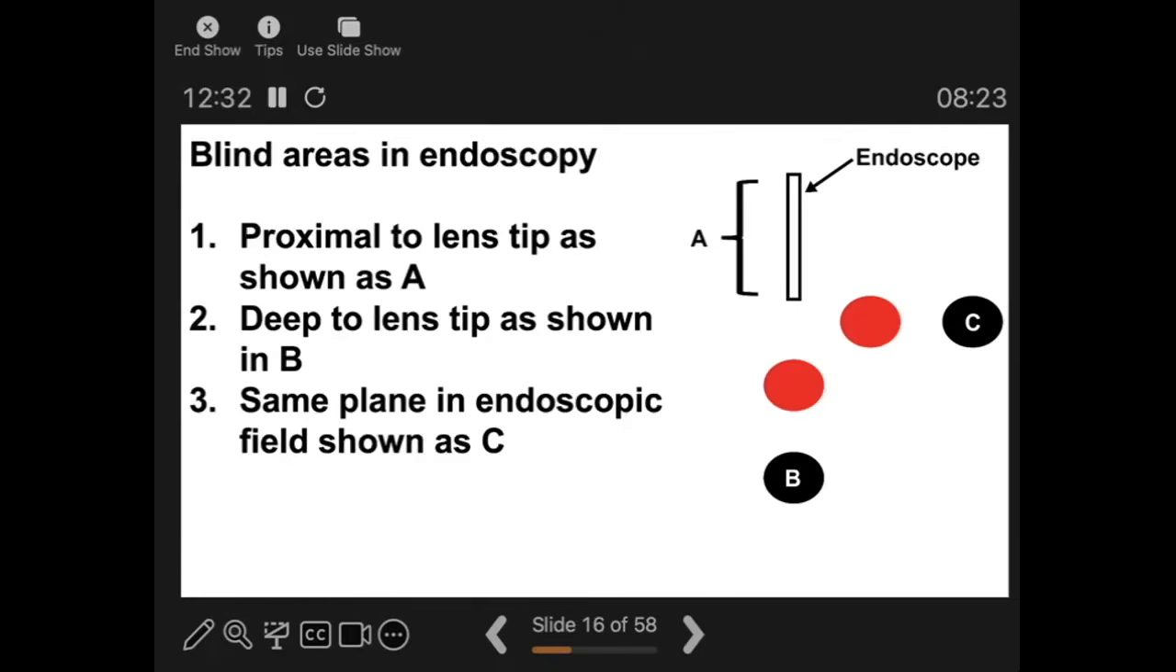Blind area can occur at various points in endoscopic technique. This is the endoscope. Anything proximal to the endoscopic tip is also blind area. This is denoted by A area, and anything which is in a straight line, whether in the deeper plane or in the same plane as the endoscopic tip. So this is the endoscope, and if there is some instrument, the point B will not be visualized, and same way point C also will not be visualized.